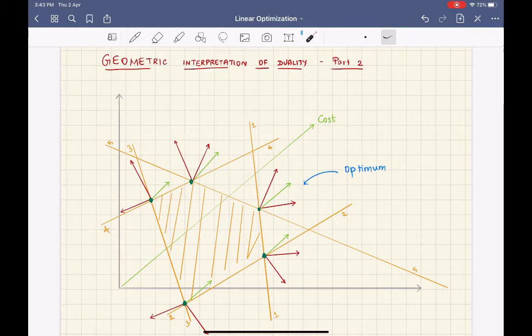Starting from this point, we will motivate the definition of the dual and we will try to prove the duality theorem.